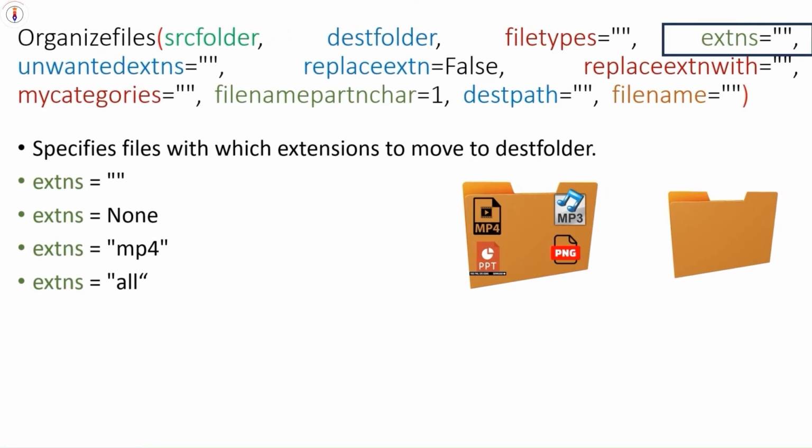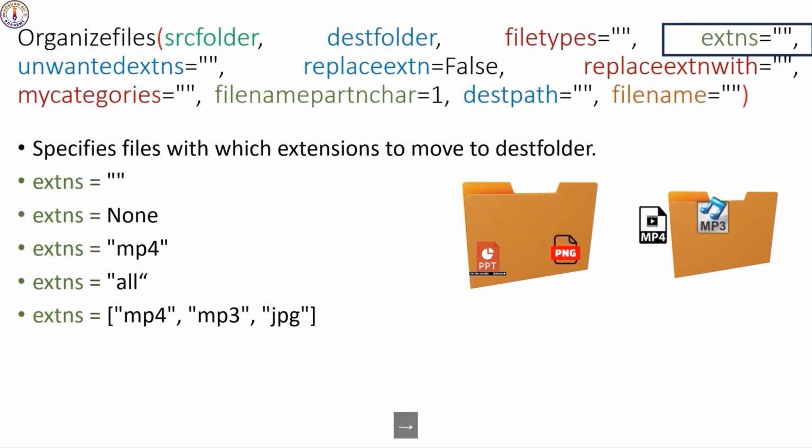If you need to move MP4, MP3 and JPG files, then use a list. As you can see in the animation, only MP4 and MP3 moved because there are no JPG files in the source folder.